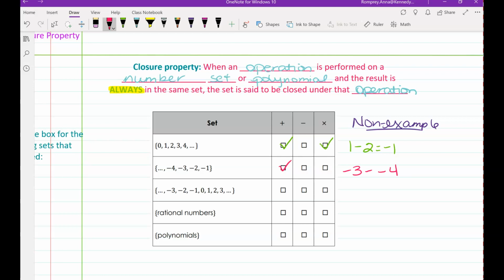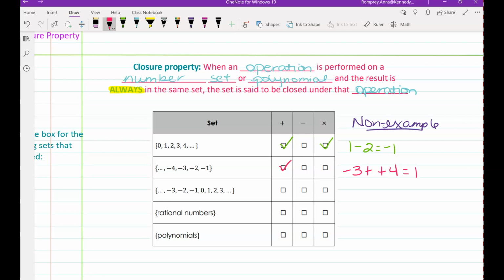Okay, so let's say negative 3 minus negative 4. What's that give me? So I'm going to keep change. So negative 3 plus 4, so I have more positives. So that is going to give me a positive 1. So this number set is also not closed under subtraction. All you have to do is come up with one example that doesn't work, and it's not closed.